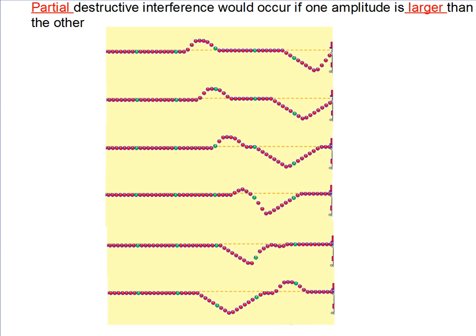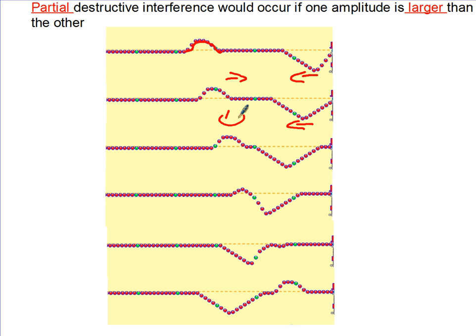Now, there's something called partial destructive interference, which occurs when you have one wave with a larger amplitude than another wave. You can see I have this kind of interesting shaped wave, and it is going to the right, while this pointed wave is going to the left. Now, they're not going to cancel each other out completely, of course, because they're not the same shape and the same amplitude.